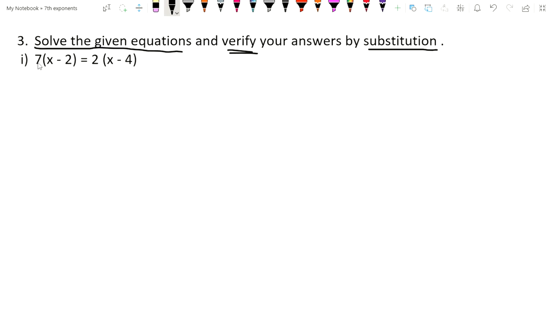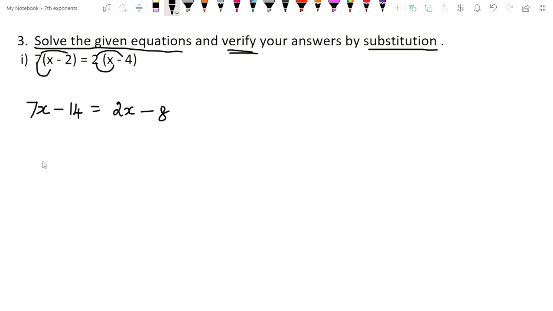First you multiply with the 7. 7 into x, 7x. 7 into minus 2, what you will get, children? Minus 14 equal to 2 into x, 2x. Then 2 into minus 4, minus 8. Next, what I am going to do? I am going to bring the 2x to the LHS and minus 14 to the RHS.